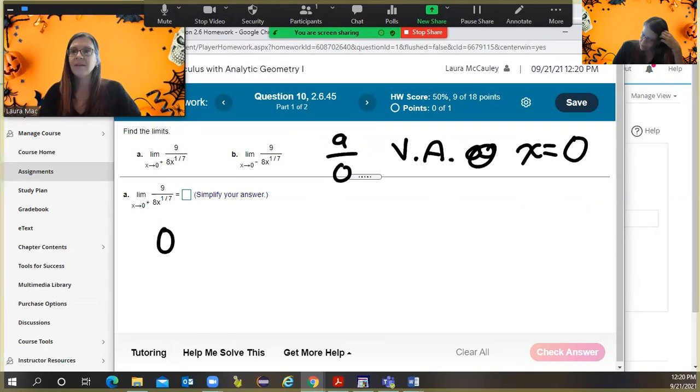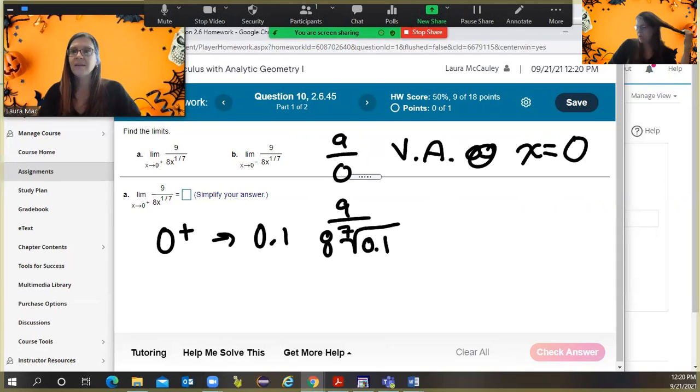So as we come into 0 from the right, let's try, I don't know, like a 0.1, which we would have 9/8 times the 7th root of 0.1. So the 7th root of that is going to be a very tiny positive number, right? Times 8, still a very tiny positive number. So then when you flip it up, it's going to be enormous. So this is going to positive infinity.